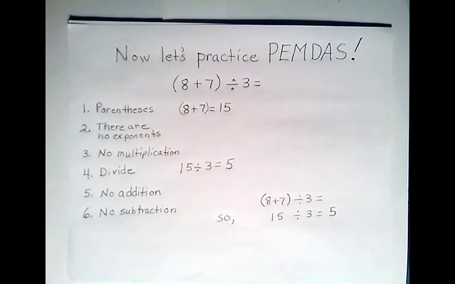There are no exponents in our equation. There are no multiplication problems in the equation. There is a division, 15 divided by 3, and that would equal 5. There's no additional addition or subtraction operations. So to evaluate this expression, we would have 8 plus 7 equals 15, divided by 3 equals 5.